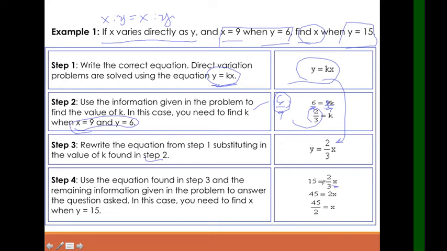So, ang gagawin ko, cross multiply. 15 times 3 is 45 equals 2x. Divide both sides by 2. So, the answer is 45 over 2 for x. No? Yun ang magiging answer natin. Or simply, 22.5 is our final answer here. So, we have 22.5 for the value of x.